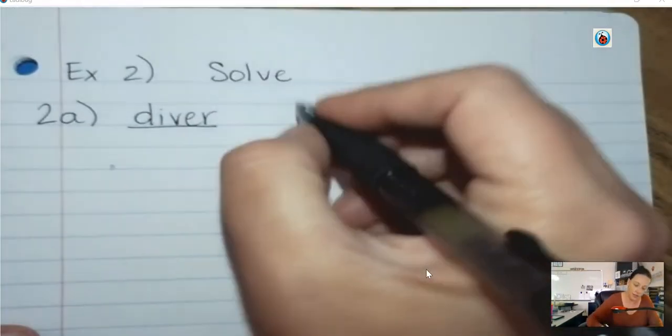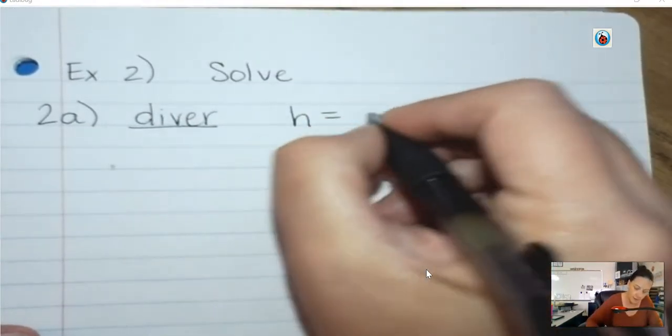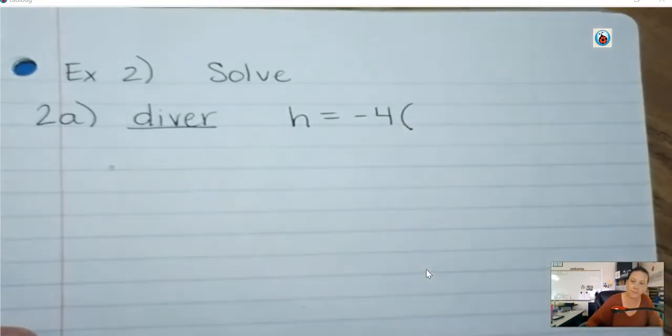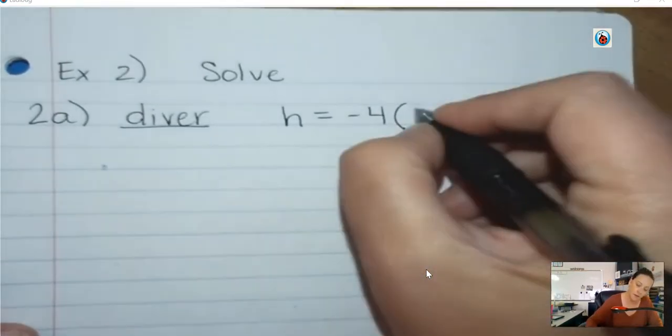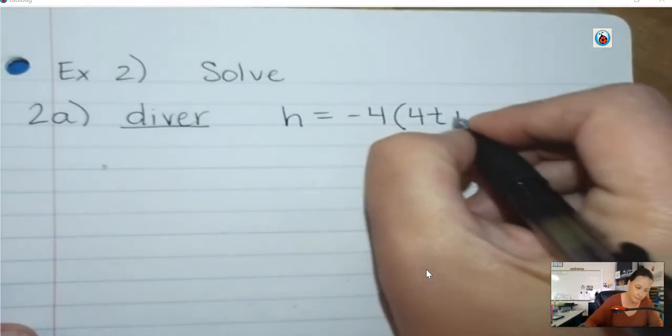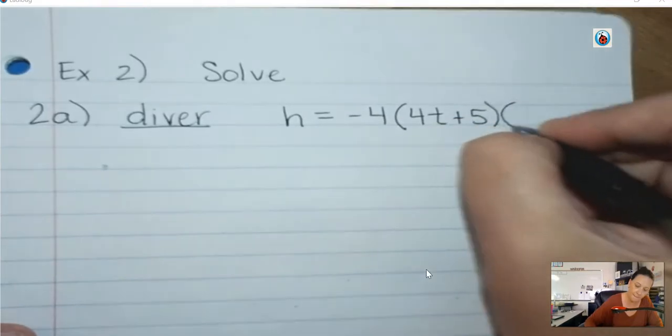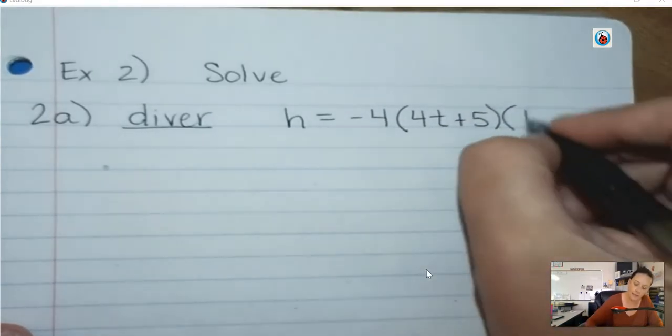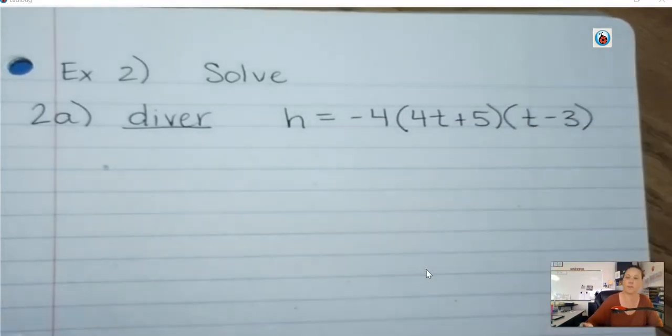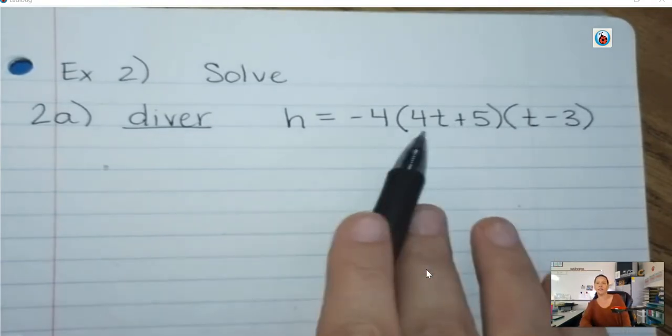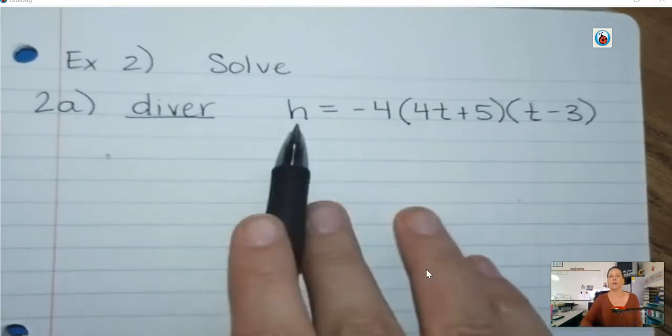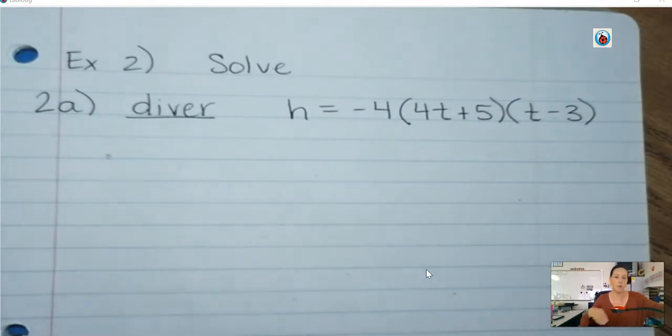The equation is h equals -4 times (4t plus 5) times (t minus 3). So this is the equation to figure out how long it takes for the diver to dive off the diving board and hit the water. h is the height in feet, t is time in seconds. So we're going to set this equal to 0.